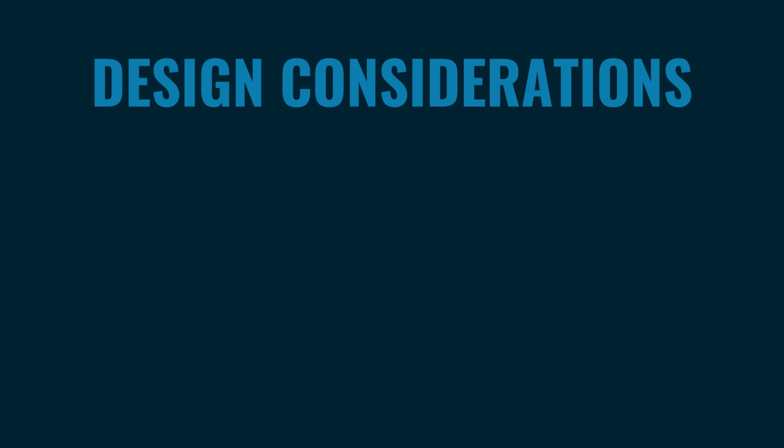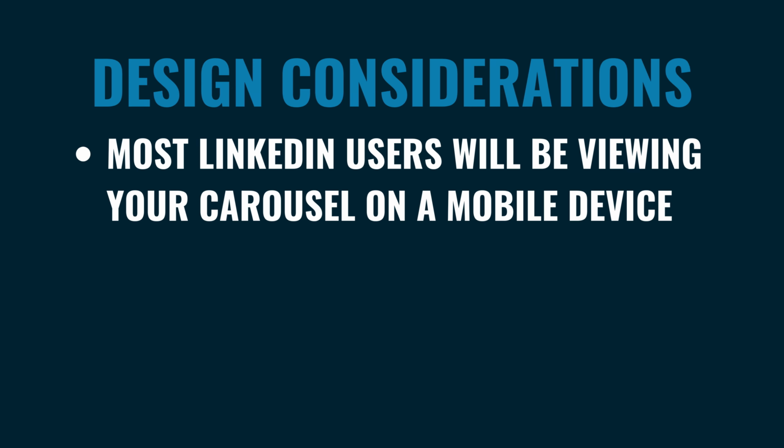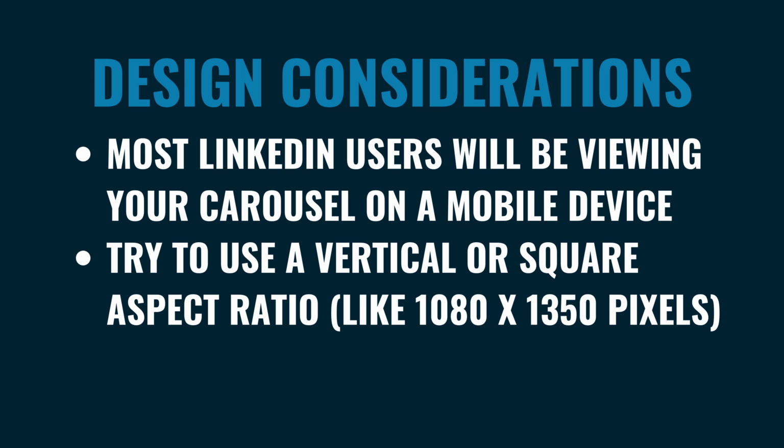When you're designing your pages, it is important to remember that most LinkedIn users will be viewing your carousel on a mobile device. To make sure your content is readable, try to use a vertical or square aspect ratio rather than a standard widescreen landscape format. Using a 1080 by 1350 pixel size is usually a great choice because it takes up more vertical real estate in the feed, which helps grab attention as people are scrolling through.